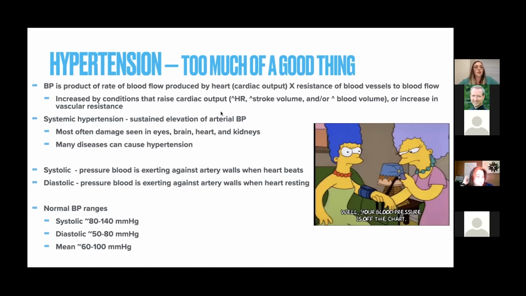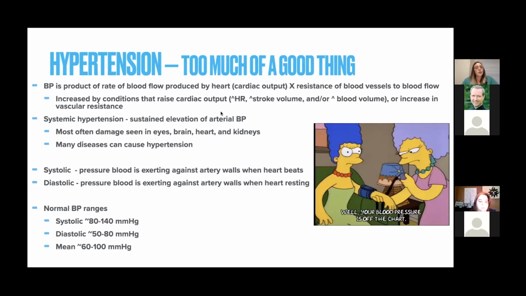We always have these numbers of systolic, diastolic, but what does that actually mean? So our systolic is the pressure that the blood is exerting against the artery walls when the heart beats, whereas diastolic is the pressure when the heart is resting. Okay, so that makes it easier to understand.